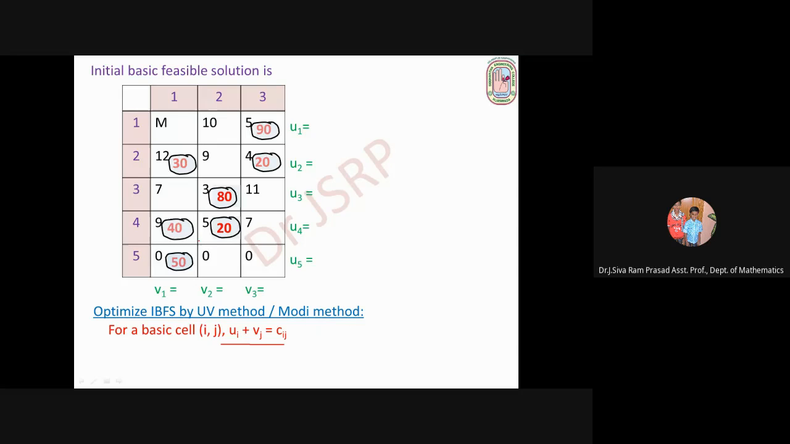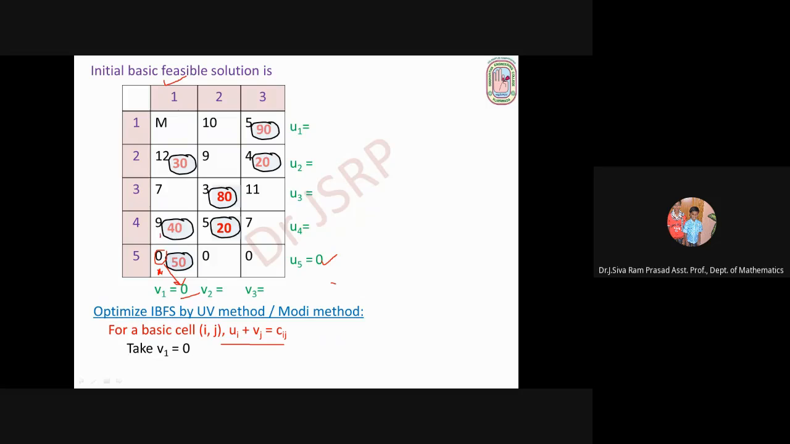Okay. Right. So observe the table, identify the column or row with more basic cells. Okay. So observe the first column. The first column involves 3 basic cells. So arbitrarily I take V1 equal to 0. Okay. So then consider this 5 1 cell. Cost is 0. V1 known. So 0 minus 0. So U5 is 0.